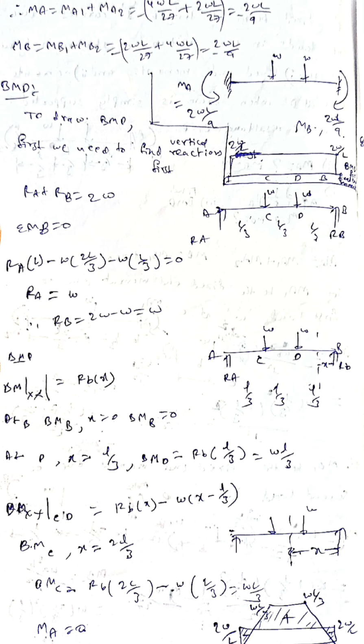Now we need to draw the bending moment diagram. We know the procedure for drawing the bending moment diagram. First of all, we will calculate the reactions. So we will remove the fixed end supports and put simple supports, and for this we need to draw the bending moment diagram. So first of all, calculate RA and RB.